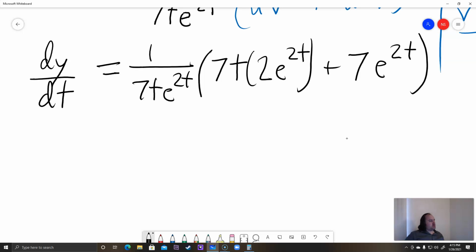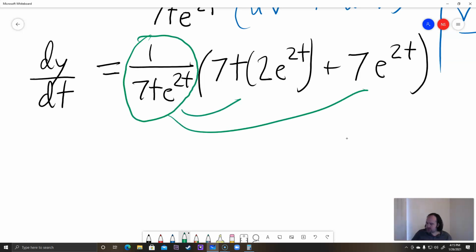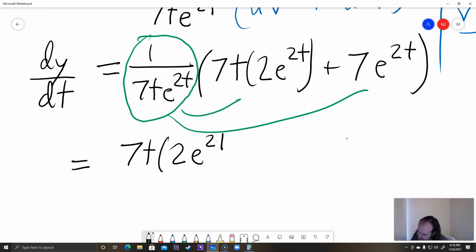Now you might hope that you were done with the problem, but they do actually want you to distribute here. So we are not done actually. So we're going to go ahead and distribute. We're going to distribute the 1 over 7t e to the 2t to each of these terms. Okay, so when we do that, we're going to get 7t times 2e to the 2t. We'll just leave it as 7t times 2e to the 2t. I'm not going to bother multiplying it out. Over 7t e to the 2t.